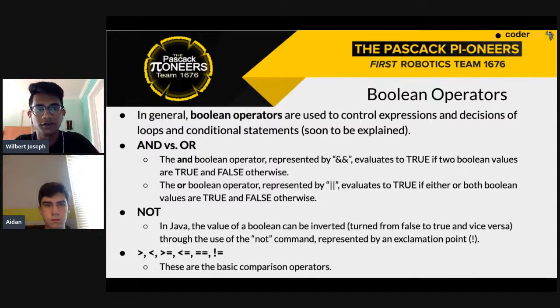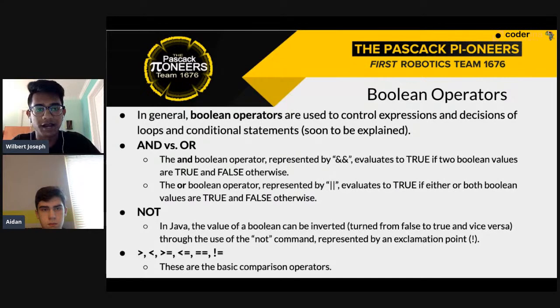So the first of the Boolean operators are the AND and the OR operators. The AND Boolean operator, which is represented by 2 ampersands, evaluates to true if 2 Boolean values are both true and false otherwise. The OR operator, on the other hand, which is represented by 2 straight vertical lines, evaluates to true if either or both of the Boolean values that you're comparing are true and false otherwise.